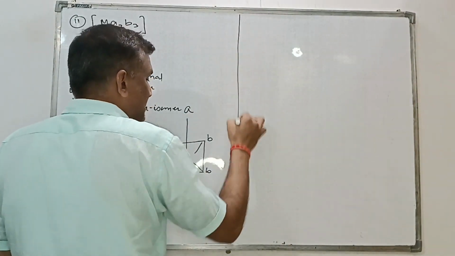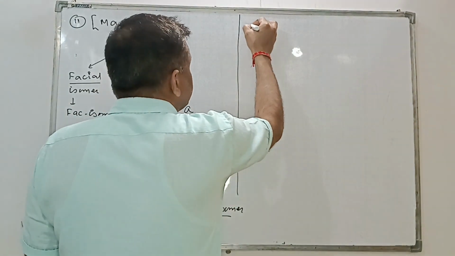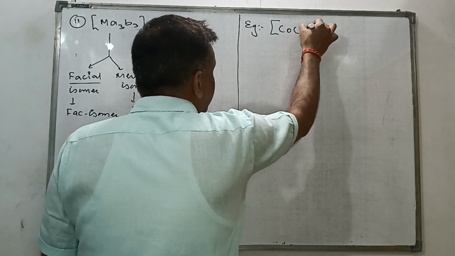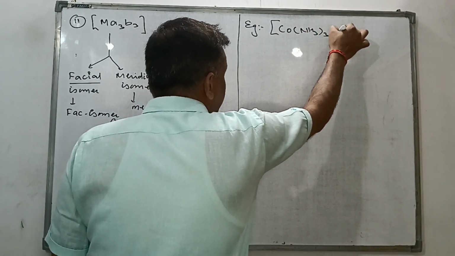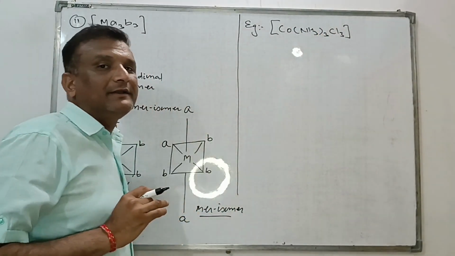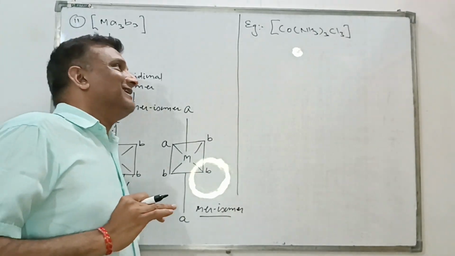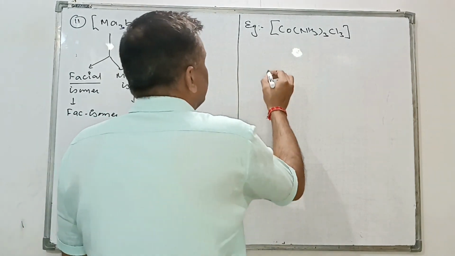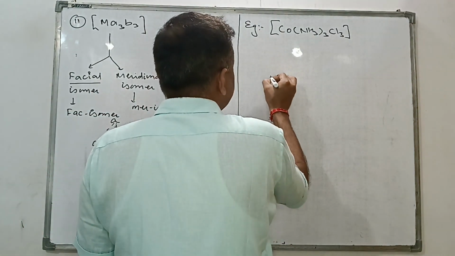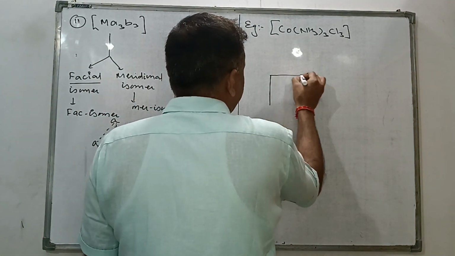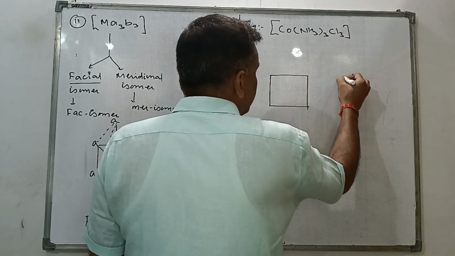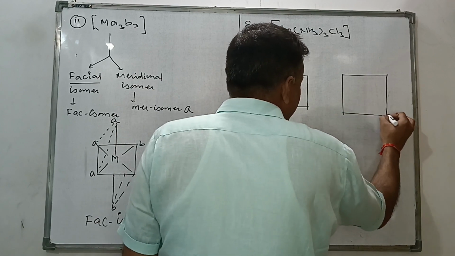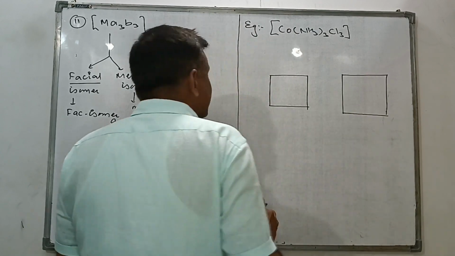If we go with the example, then this is the example: Co(NH3)3Cl3. If you have forgotten the name of the compound, then its name is triammine trichlorido cobalt(III). So the structures will be as follows. This is the cis and trans, you can say as a cis. Here will be your fac isomer.